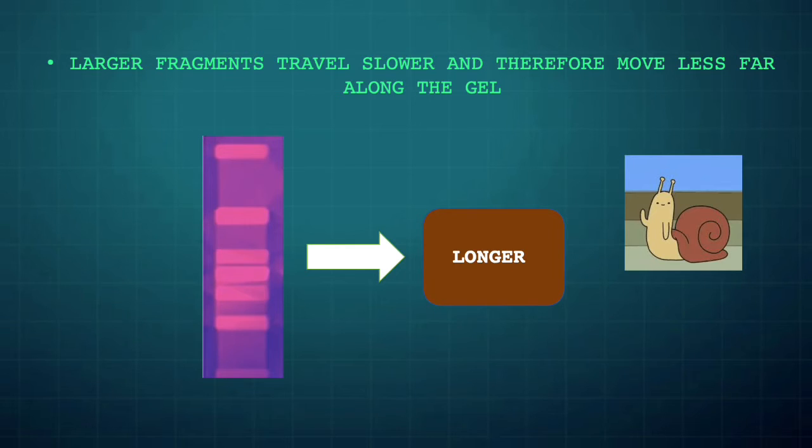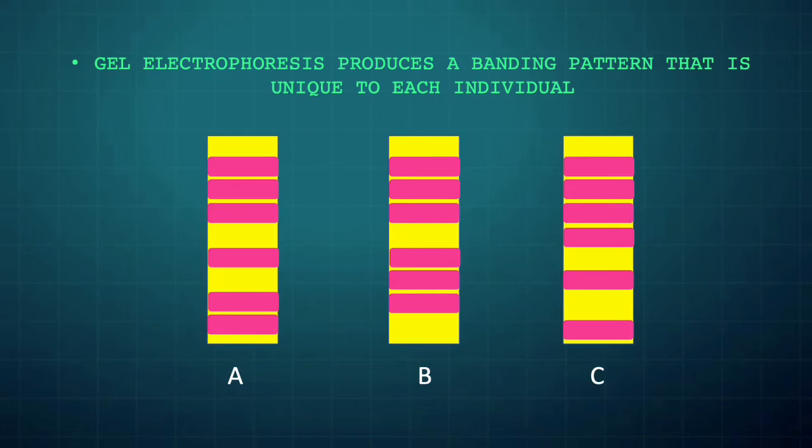The reason they move less far is because they are so long and the gel is kind of opposing their movement, and so they are going to take longer to get a specific distance when it's finished. The gel electrophoresis makes a banding pattern which is going to be unique to every single individual, because everyone will have different lengths of fragments based on the number of repeats that they have. So all of these bands are going to be unique in their size and their position. For example, individual A, individual B, and individual C have different band patterns, and so on across the population.